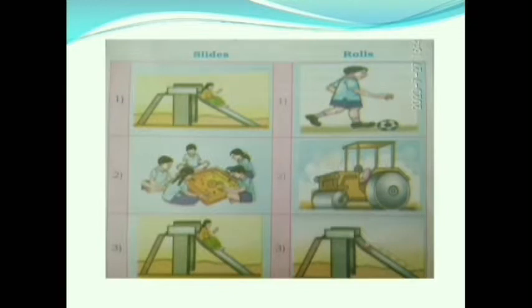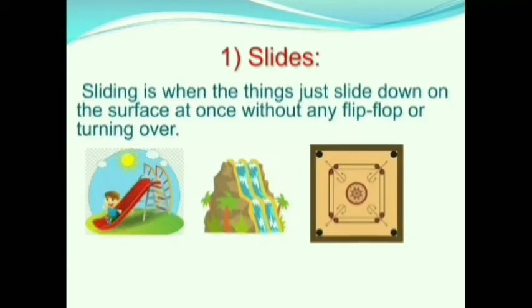Now let us learn about slides and rolls based on the shape of the objects. It can roll and slide, or both slide and roll. You know what is the difference between roll and slide? Now we will move into slides. Sliding is when the things just slide down on the surface at once without any flip, flop or turning over. Objects with plain surface will slide.